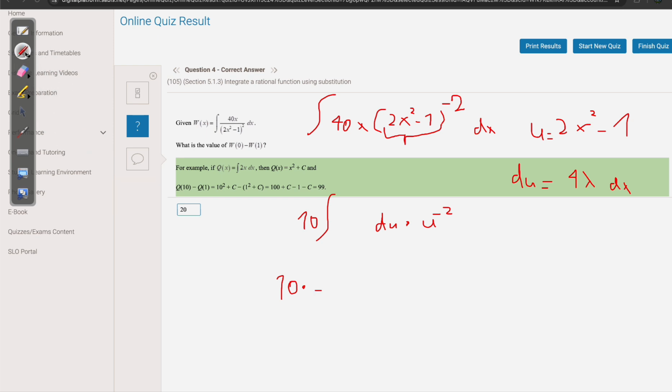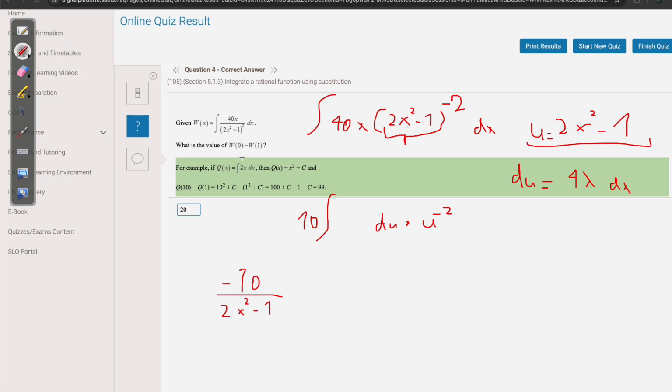10 into negative 1 over u. Now let's multiply and substitute u by 2x squared minus 1. So negative 10 over 2x squared minus 1. But this is the derivative.